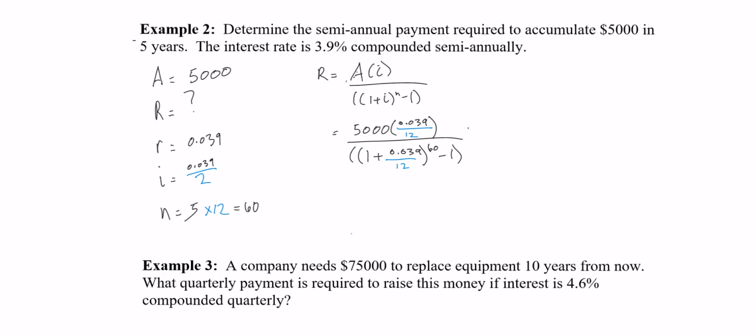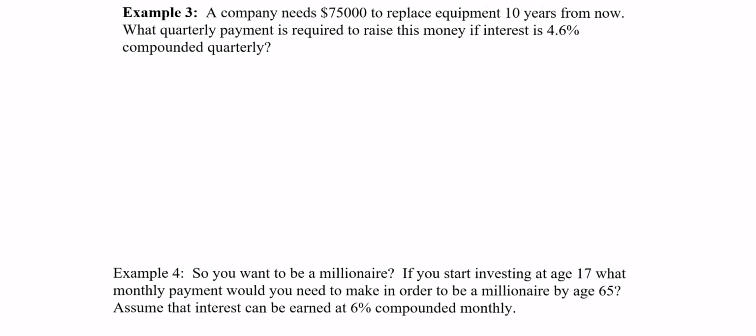Now, let us move on to question number 3. Taking a look, it says, the company needs $75,000 to replace equipment 10 years from now. What quarterly payment is required to raise this money if interest is 4.6% compounded quarterly? So we'll always start by creating A-R-I-N. And reading it through, we find that A is 75,000. R is a question mark. I is this. And N is this.